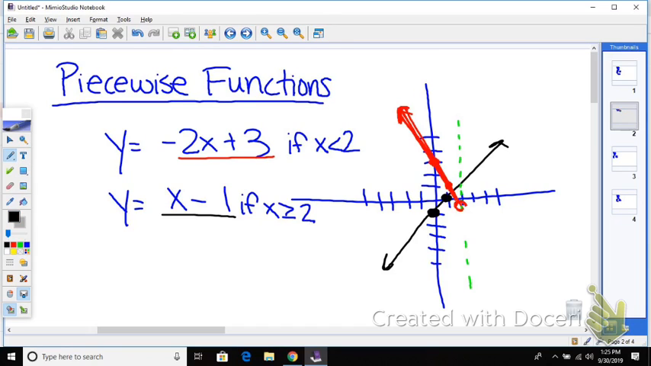Okay, now we go to the black graph, and we got to find the black graph on the fence. Here it is right here. And I have to decide, is it an open dot or a closed dot on the fence? It's closed. It's closed because it's equal to. And then I have to decide which way I want to keep.